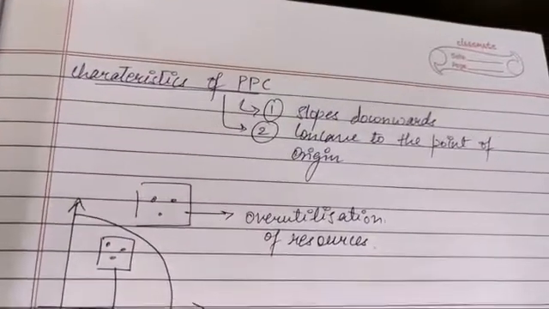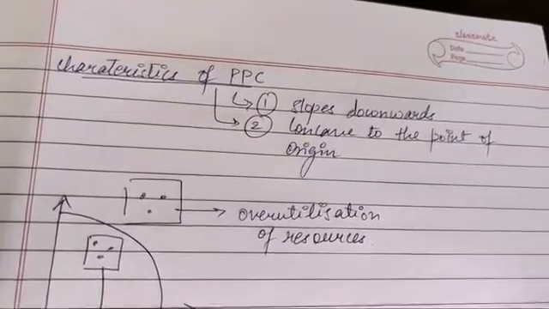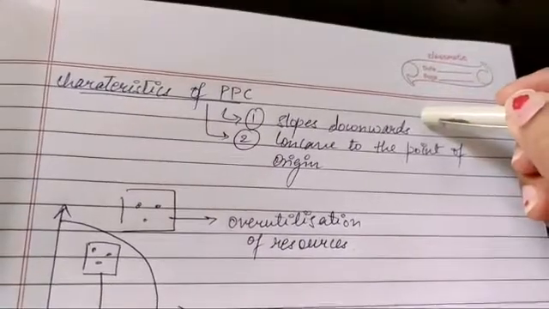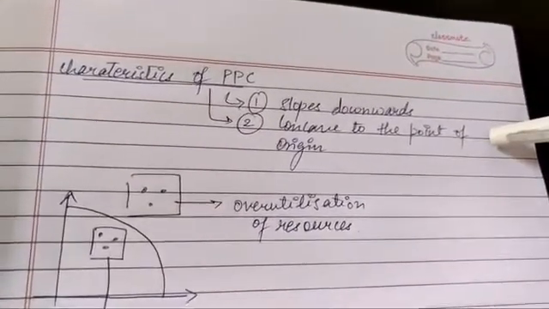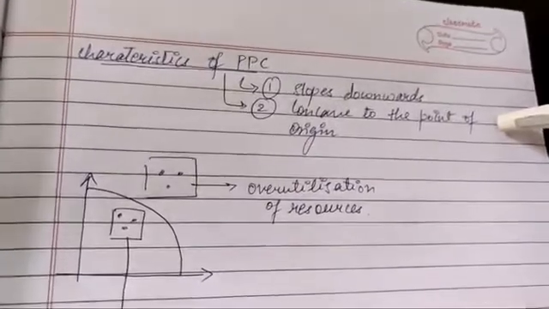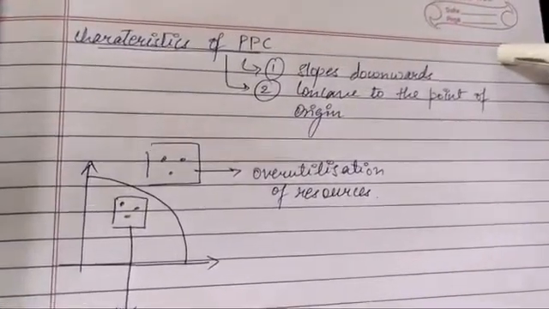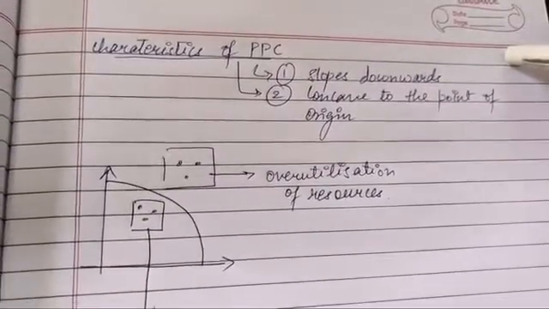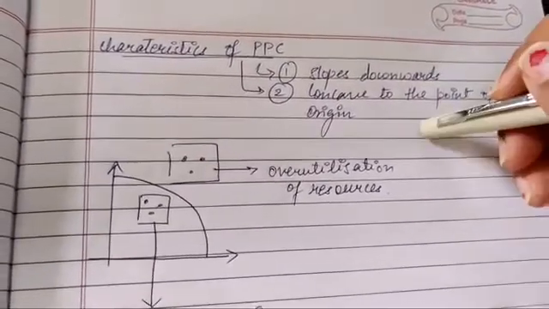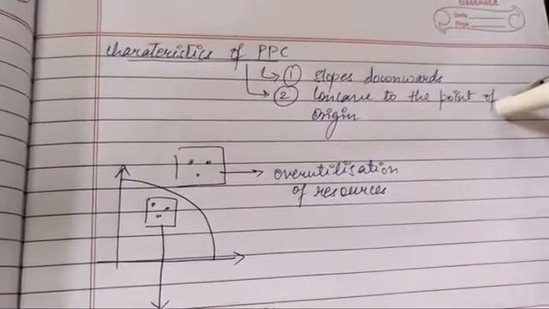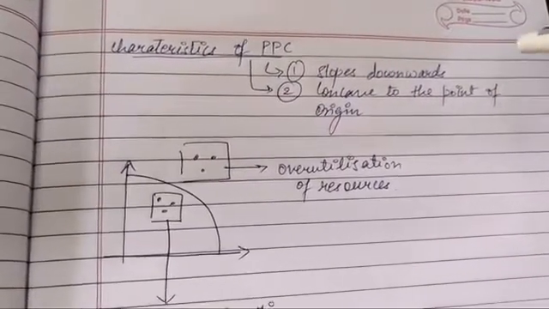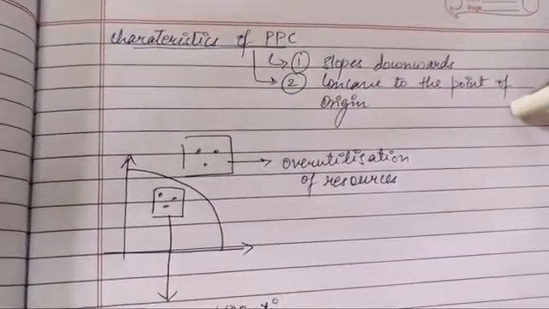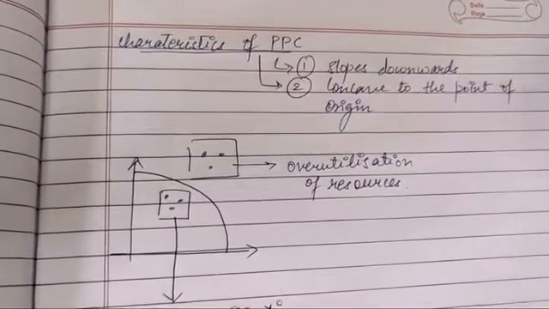Now going towards the characteristics of the production possibility curve. There are two major characteristics. First, it slopes downwards, and second, it is concave to the point of origin. Now I will say why the production possibility curve slopes downwards. Does anyone know why the production possibility curve slopes downwards from left to right? Why not from right to left? It is because both of the goods cannot be increased, because more of good X can be produced only with less of good Y. That is why it slopes downwards from left to right.